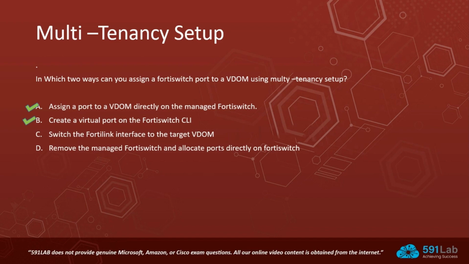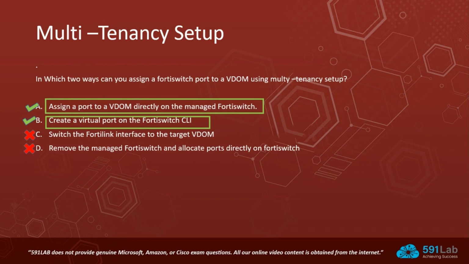Answer C. Switch the FortiLink interface to the target VDOM. No, this answer is incorrect. Answer D. Remove the managed FortiSwitch and allocate ports directly on FortiSwitch. This answer is also incorrect. The correct answers are answer A and B. For further information related to multi-tenancy, you can study more in the FortiSwitch 7.2 study guide starting at page number 299.